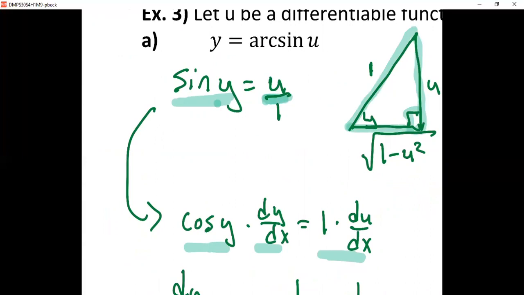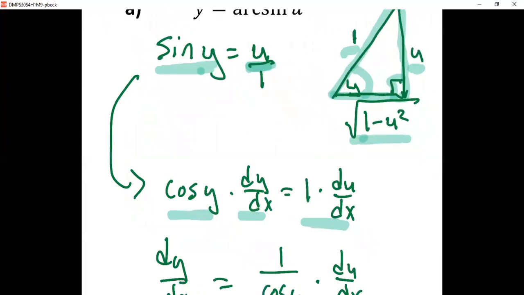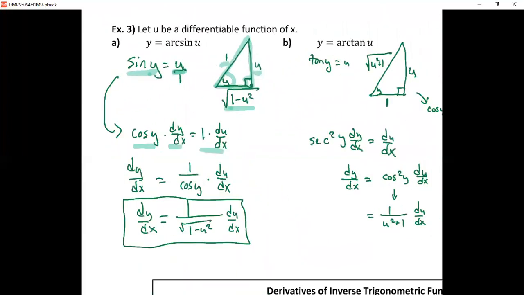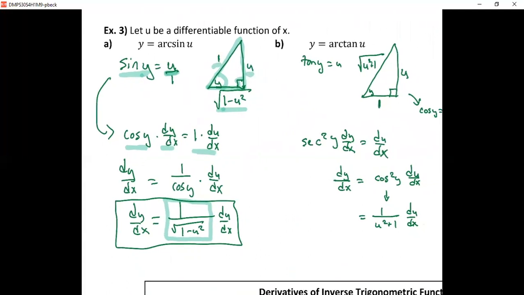To draw a triangle, we know that y is the angle. Sine is opposite over hypotenuse. So the third side is square root of 1 minus u squared. Let me zoom out a little bit. I just want to spoil a surprise on that one. So to solve for dy dx, it's 1 over cosine, and 1 over cosine is that. We could also have said secant y, that would have been okay. So the derivatives of all three inverse trigs can be solved this way, or really proven this way.